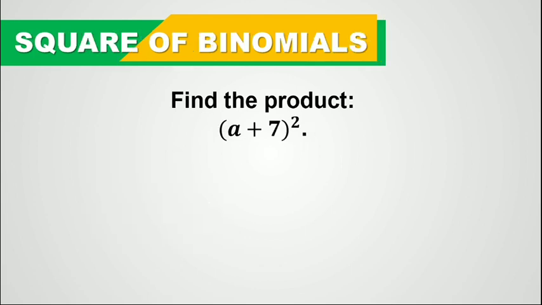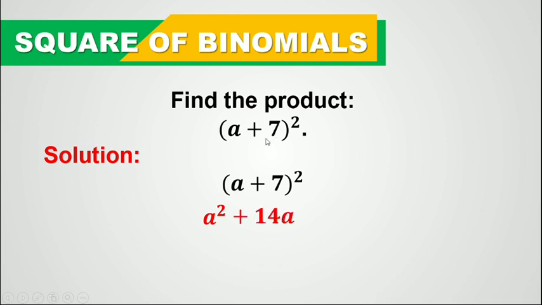Find the product of this. So we have to square the binomial a plus 7. So again, what you just have to do is square the first term. So a squared plus a times 7, 7a times 2, 14a. And then plus, because it is plus, so plus, square the last term or the second term. So 7 squared, that's 49. So this is our answer. It's that easy.